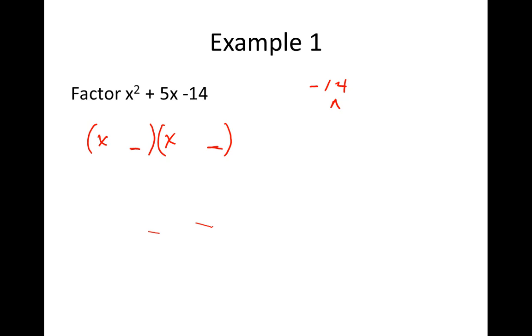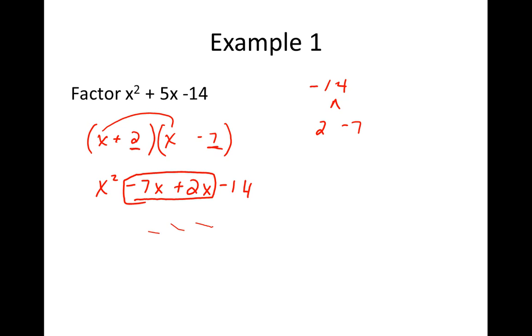So how can I factor negative 14? Well, I could say 2 and negative 7. So if I put a 2 and negative 7, this is understood to be positive 2. So when I FOIL this back out, x times x is x squared. That looks good. Minus 7x plus 2x minus 14. Looks pretty good except for this middle term. So I just can't pick any old factors for negative 14. I've got to make sure this middle term actually adds up.